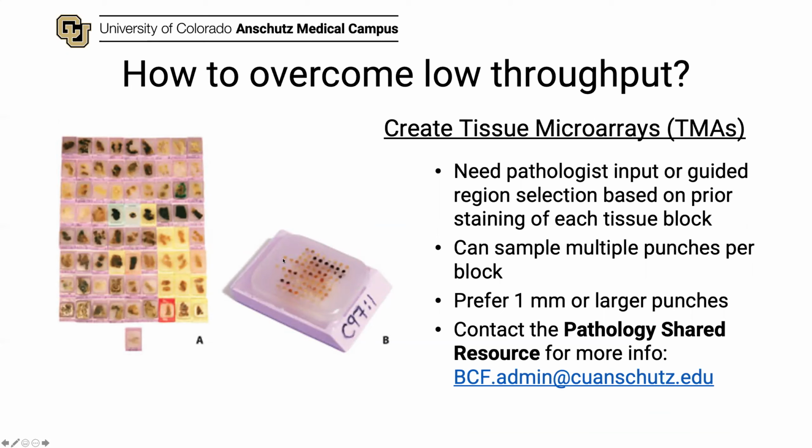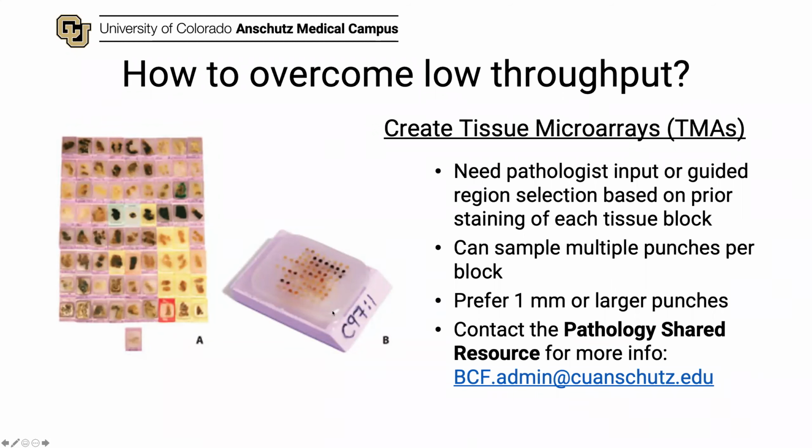To create this TMA is an undertaking, to say the least. You need pathologist input or at least guided region selection based on prior staining of each tissue block. The advantage is you can put multiple punches per block, so you're not limited to just 1 punch per tissue block. You can take 3 or 4 cores from the same block, so you get a representative sample from the block.